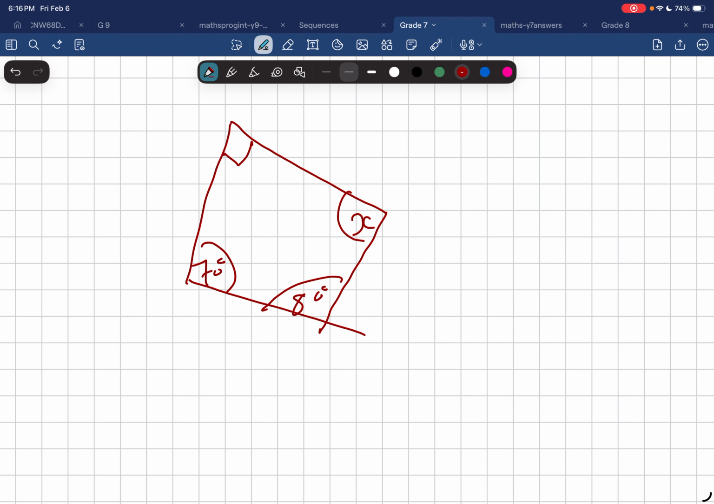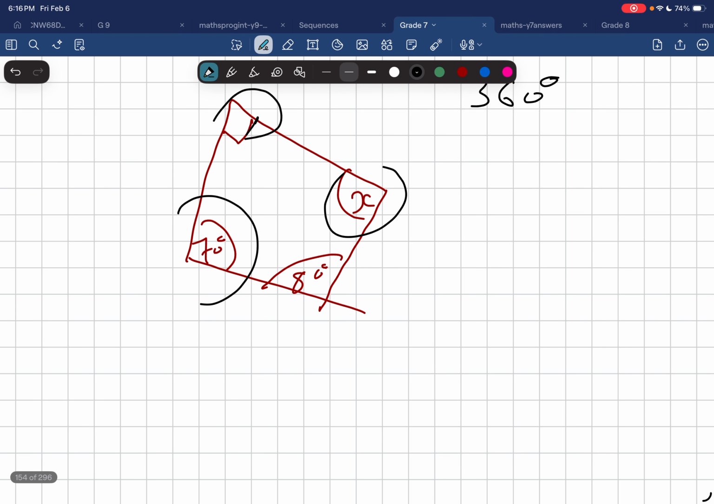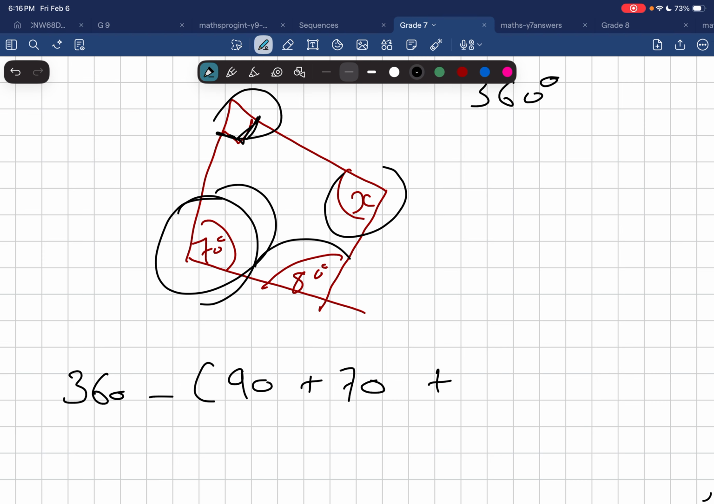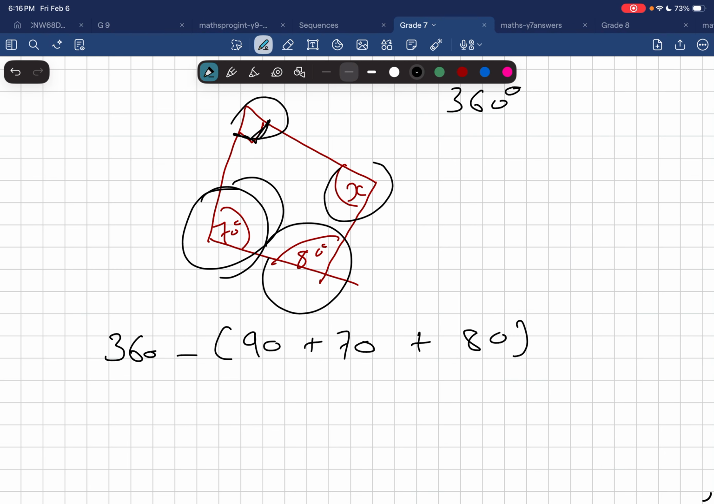So here we have a quadrilateral because it has 4 sides, and we know the sum of angles in a quadrilateral is 360, which is a good thing to know. So we already know this sign means 90 degrees, so we have 90, so 360 minus 90 plus the 70 we have here, guys, plus the 80 here, and that's it. So all of this will show us the value of x.